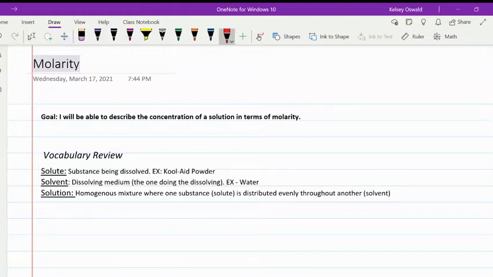Today we are going to look at the concept of molarity. Okay. And so our goal for today is that we will be able to describe the concentration of a solution in terms of molarity. So let's unpack that goal a little bit.